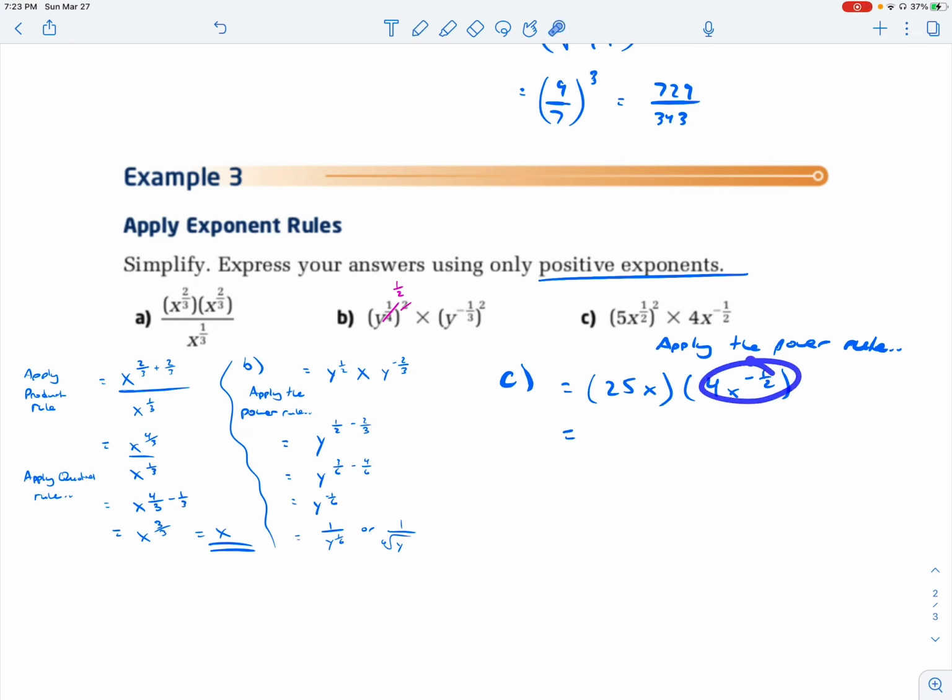So instead of working with this negative exponent right here, I'm multiplying these two. They have the same base. When I add the exponents, I'm going to end up with a positive exponent, so I should probably just leave it. Multiplying these two, I multiply the coefficients first: 25 times 4 is 100. And then x to the 1 plus a negative half, so 1 minus a half. That gives me 100 times x to the half. We can leave that like that. That's a positive exponent, and that's totally fine. Or if you want, you can write it like this. Both are acceptable.